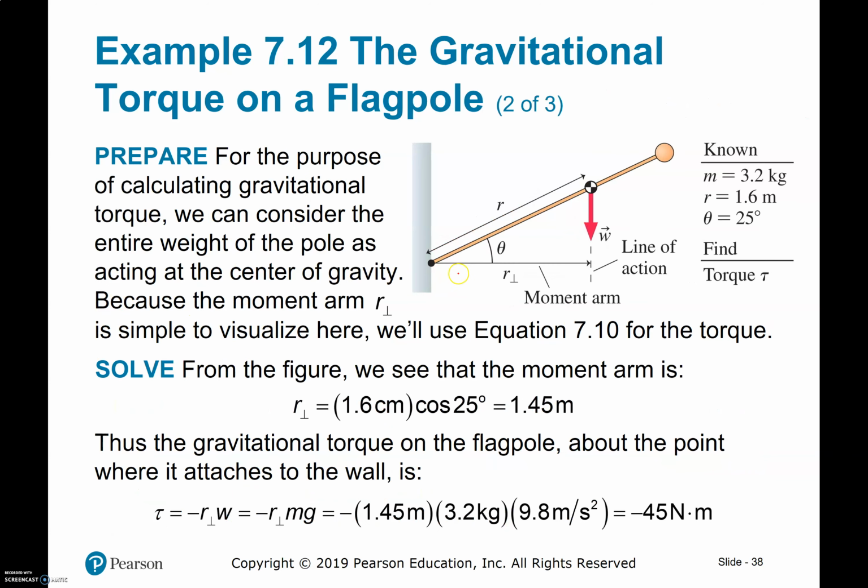So let's do the first one. We find that this distance here is what? It's 1.6 cosine of theta. And now we multiply that by the weight, which is mg, 3.2 times g, right? mg, and this is r perpendicular, and we get the torque. The units of torque are newton meters, right? Because you have force times displacement, so the units of torque are newton meters.